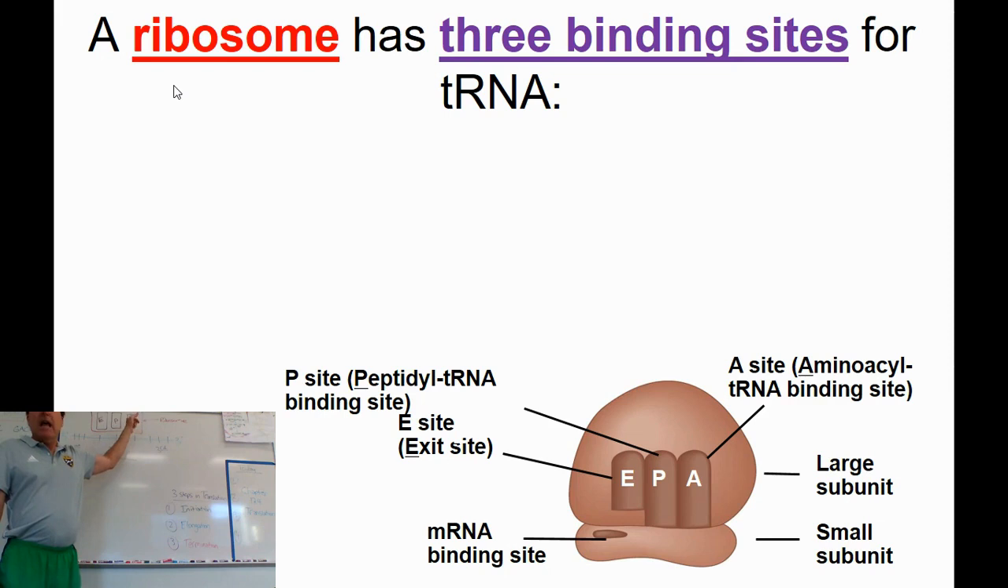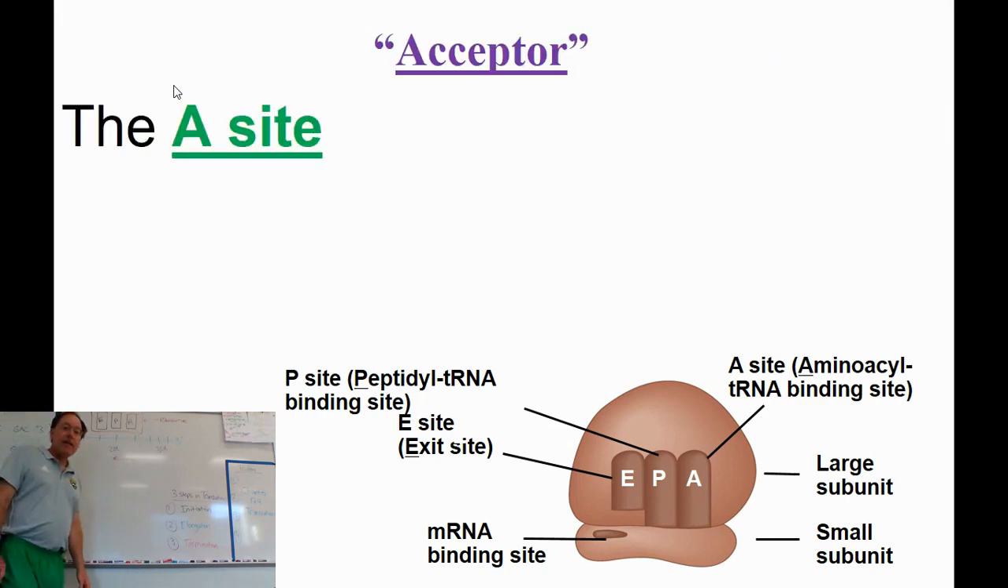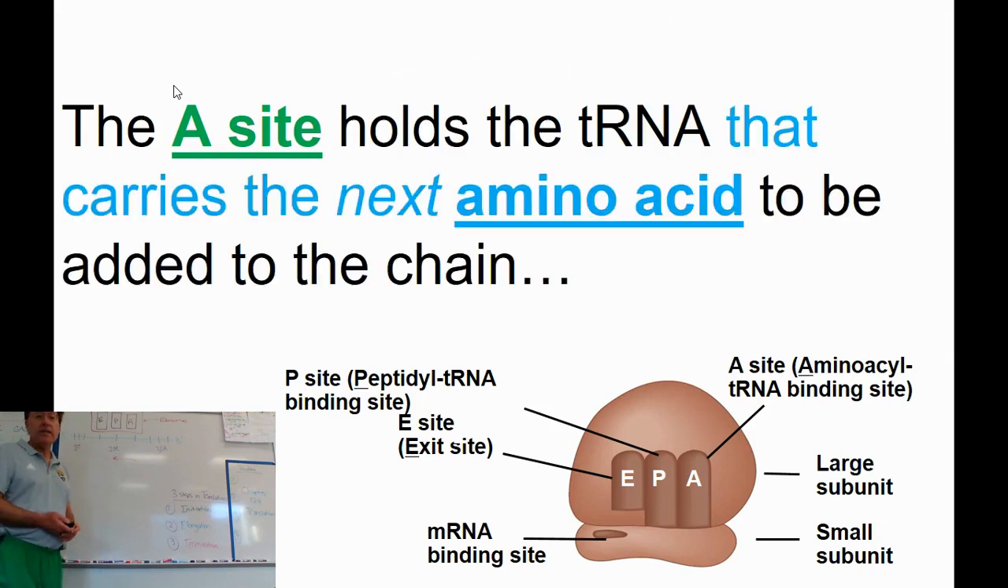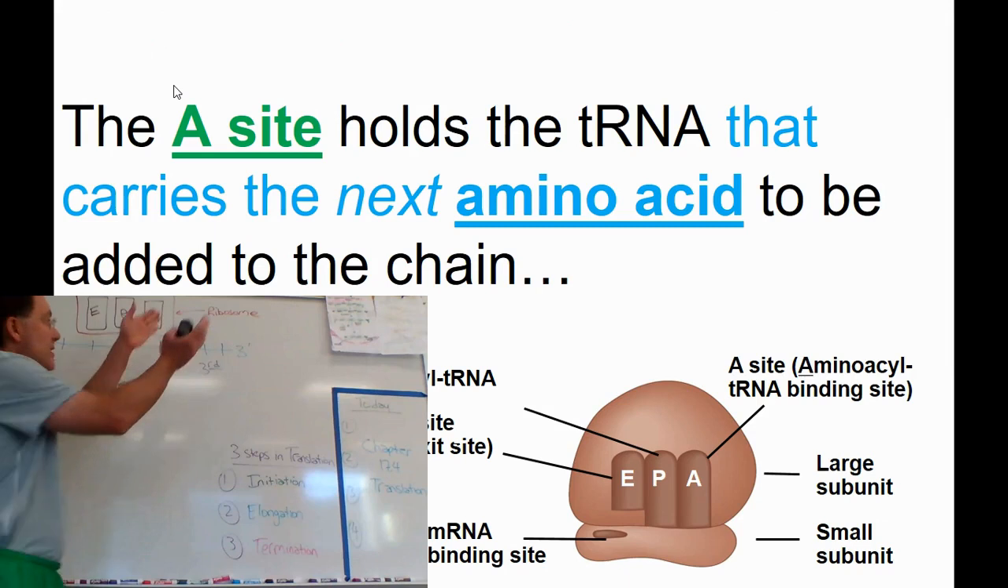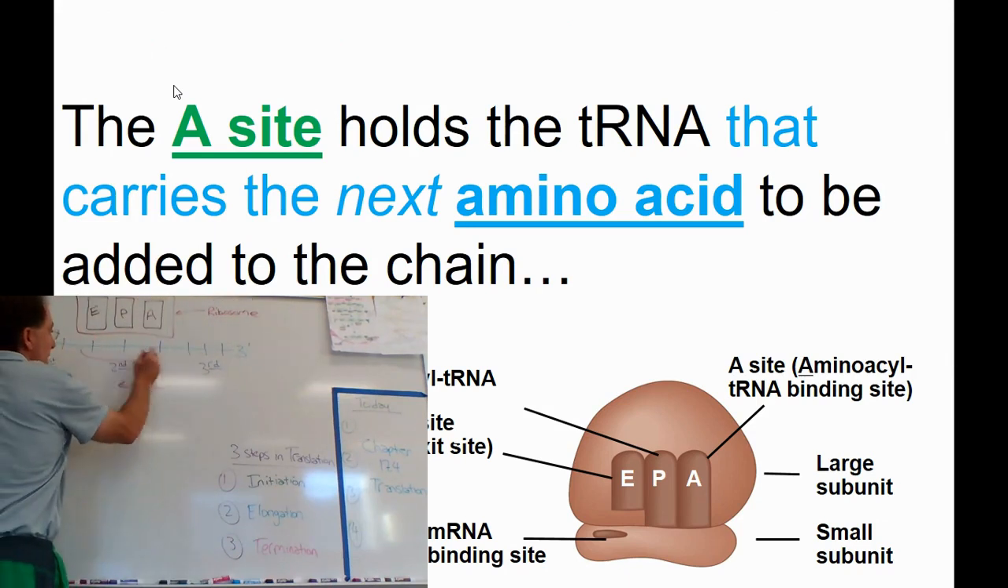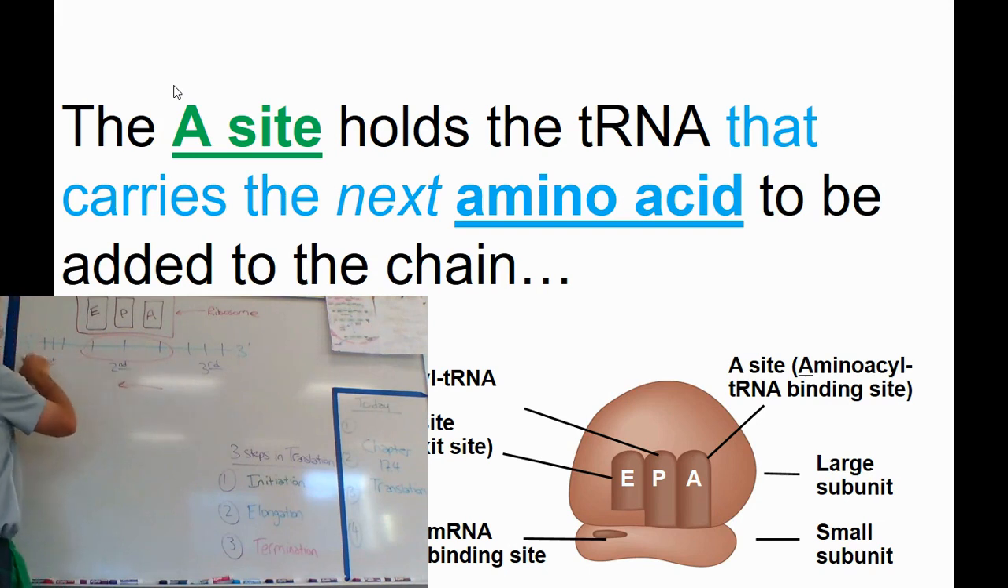So this is where the first transfer RNA comes in. The A site is the acceptor site. It holds the tRNA that carries the next amino acid to be added to the chain. This is a codon right here: these 3 letters on this mRNA, which is read in a 5' to 3' direction.